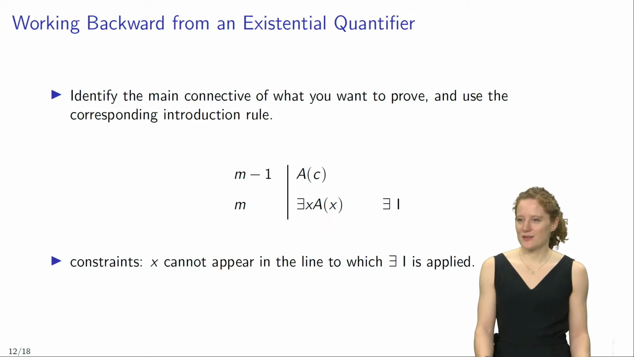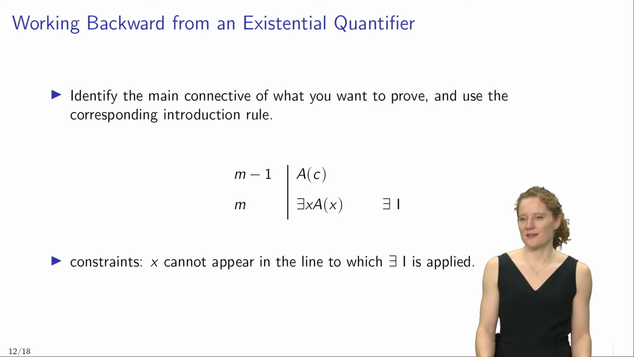Now, to be able to apply this proof strategy, you also have to obey one important constraint. Specifically, the variable x cannot appear in the line to which existential introduction is applied. So in this particular example, the variable x cannot appear in the line m-1.